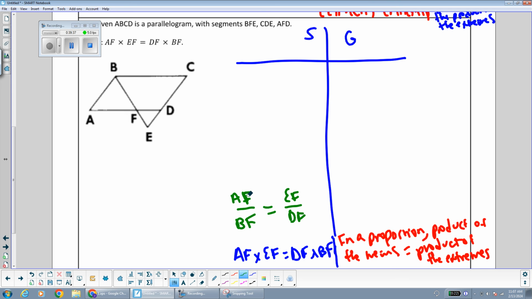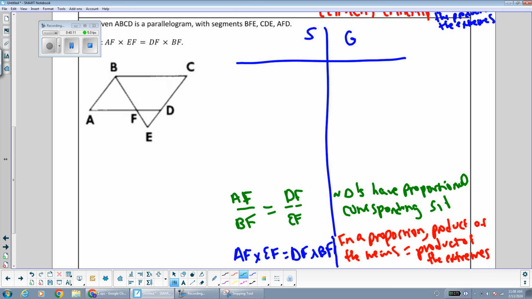Let's see if it cross multiplies to give me what I need. Oh no, AF times DF. That's not right. I need AF times EF. So let's edit. I'm going to swap EF and DF. And let's see if that's good. AF times EF, DF times BF. All good. And that's because similar triangles have proportional corresponding sides.